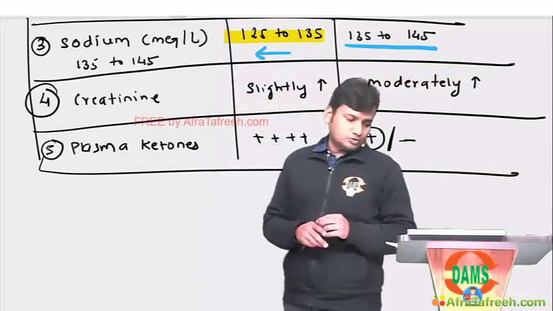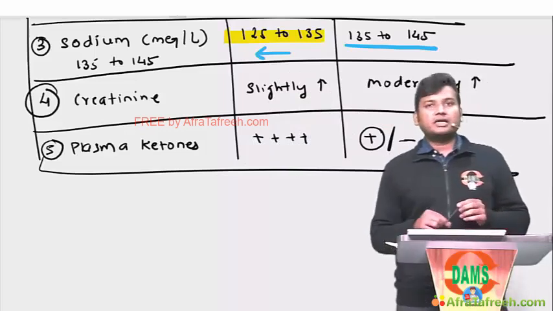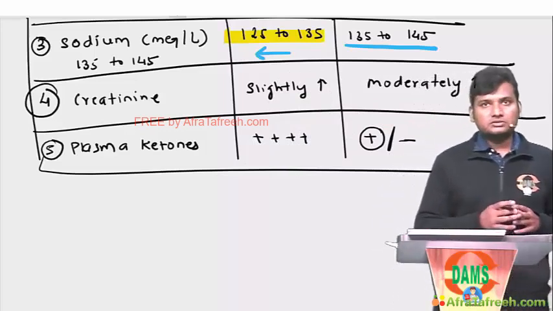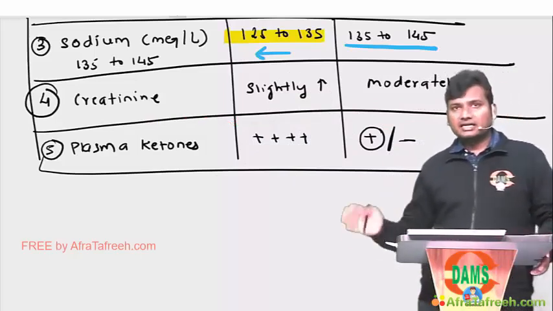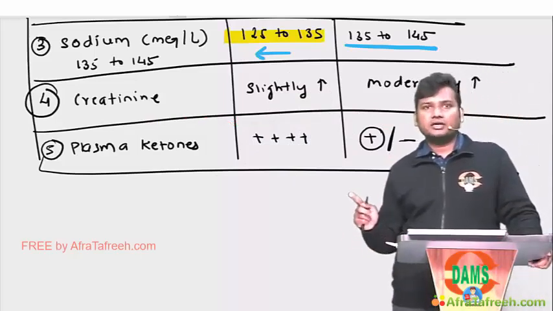Okay. So in a blood test or in a urine test, you may get +1 ketones. It doesn't mean it is a case of diabetic ketoacidosis. In HHS, you may get +1 ketones. Okay.